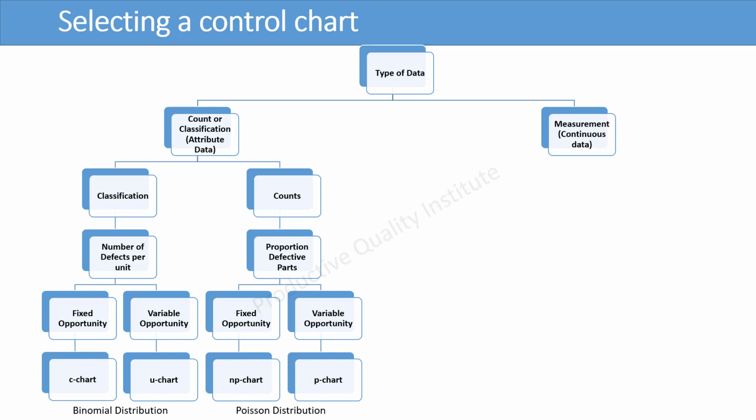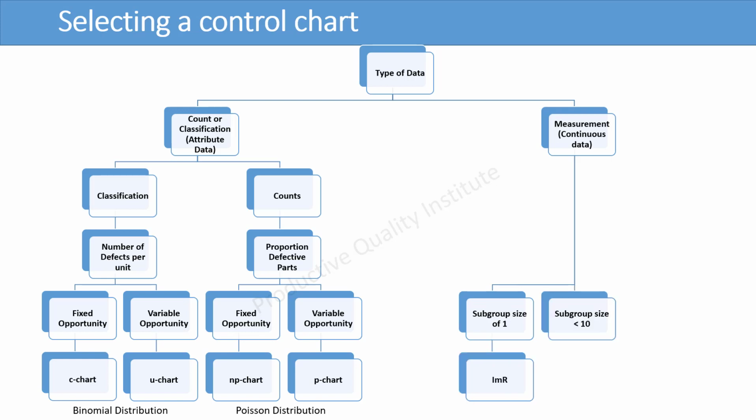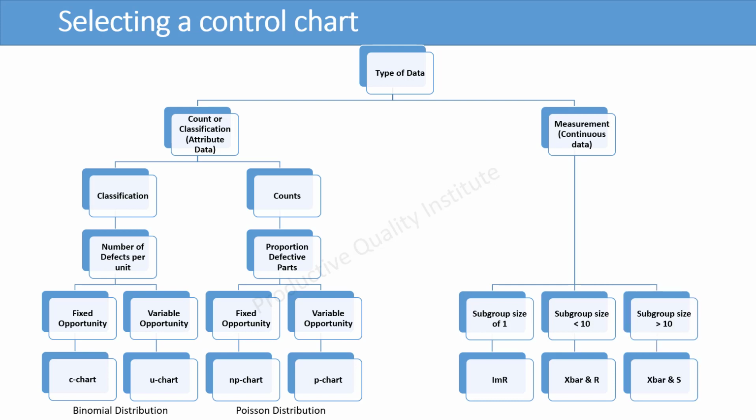For the measurement, continuous data, we use one of three types, depending on the subgroup size. For subgroup size of 1, we use IMR chart. For subgroup size less than 10, we use X bar and R chart. For subgroup size greater than 10, we use X bar and S chart. Continuous data control charts based on normal distribution.